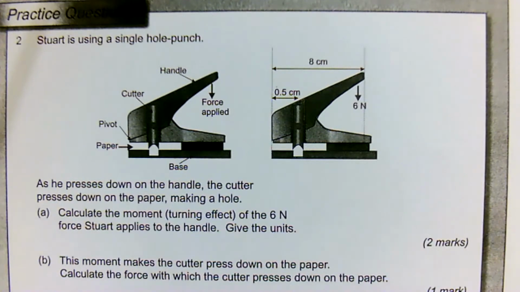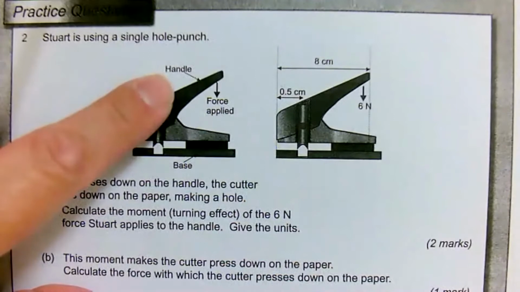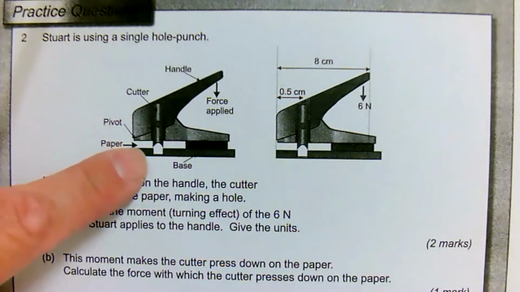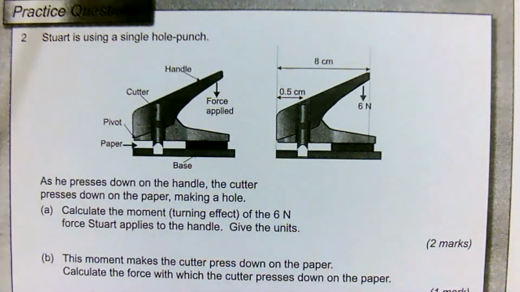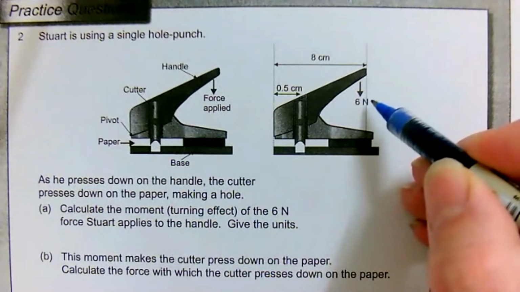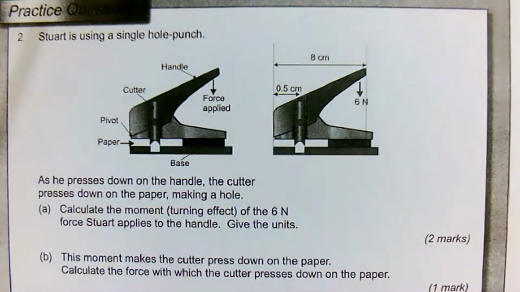So we've got a single hole punch here. Somebody called Stuart is using a hole punch. In the assessed material, you get given a context or an application, and it says as he presses down on the handle, the cutter, which is here, makes a hole in some paper. You know what a hole punch is. The first thing is to calculate the moment, or the turning effect, of the 6 newtons. So we've got a 6 Newton force, and it's 8 centimeters away from the pivot.